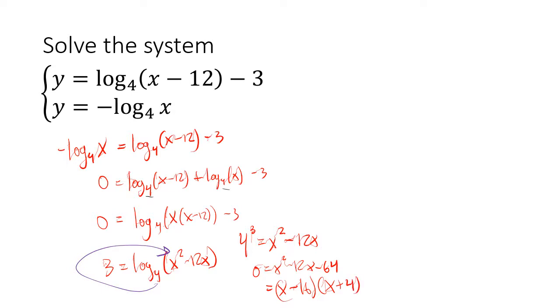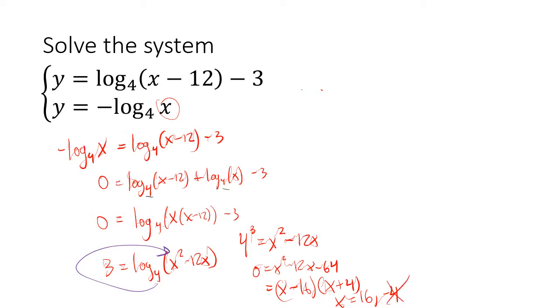So that means that x could equal either 16 or negative 4, but it can't equal negative 4 because we cannot have a negative argument to a logarithm. There's no way to raise 4 to any power to get negative 4. You can get 1/4, but not negative 4. So it's not negative 4.